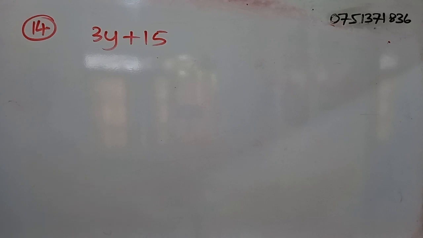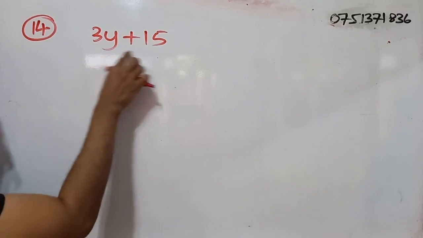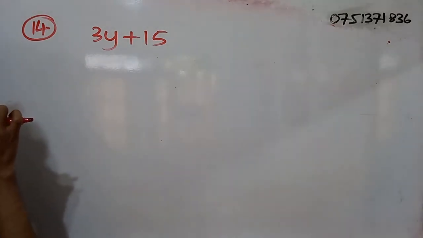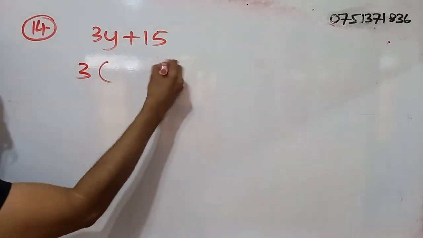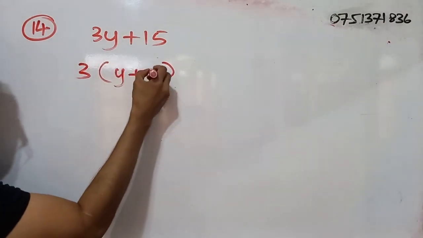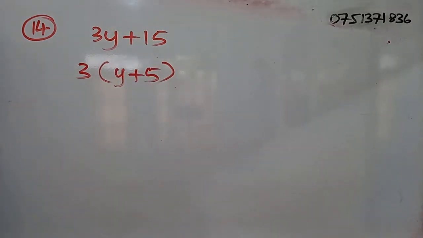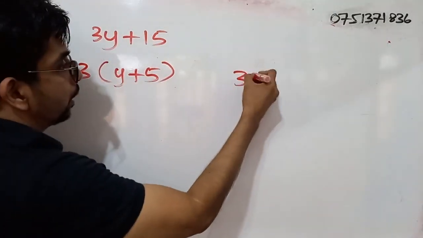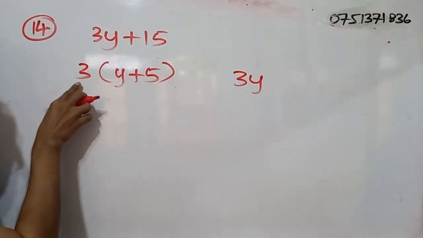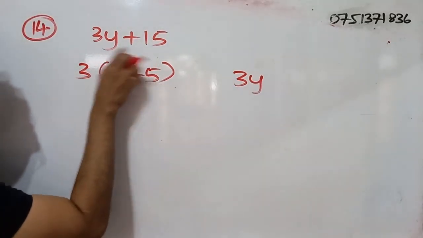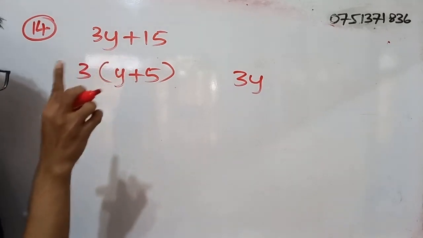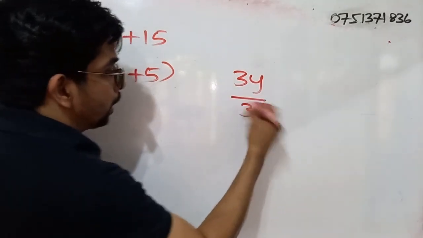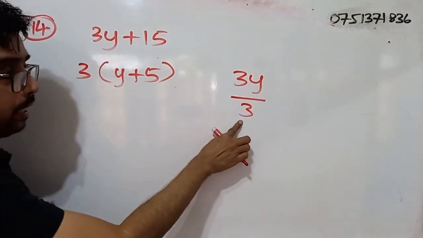Question number 14. So, we have been given this expression to factorize. Right? So, this expression has 2 terms. So, we can take the factor as what? 3. So, what goes inside the brackets? Y plus 5, no? Right? Take 3y. So, we have chosen 3 as the factor of these 2 terms, no? So, 3y, that's the first term. We divide it by 3. This is the factor. Right?